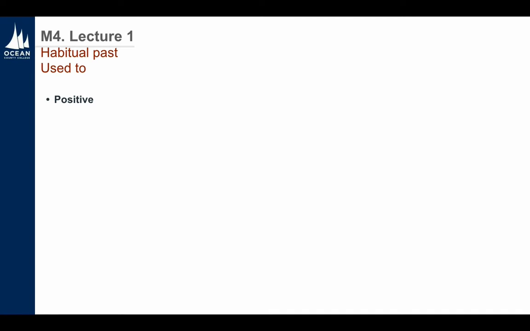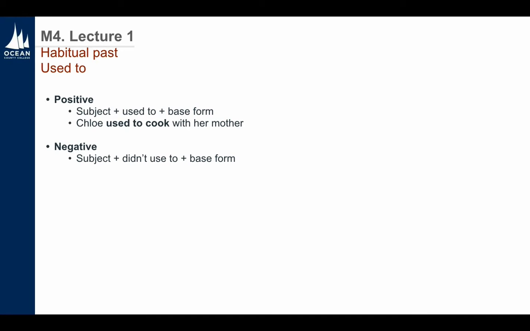Okay, now let's look at the different forms. Let's first look at the positive form. So we form it by using subject plus used to plus base form. For example, Chloe used to cook with her mother. In the negative, we say subject plus didn't use to plus base form. So Chloe didn't use to clean with her mother.